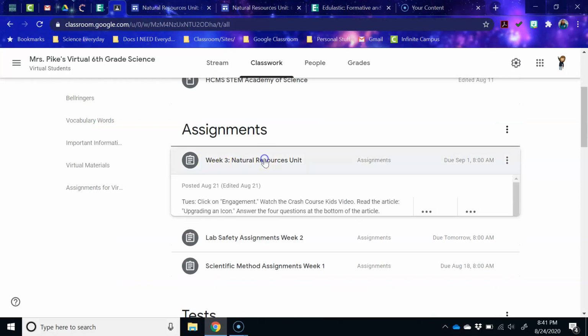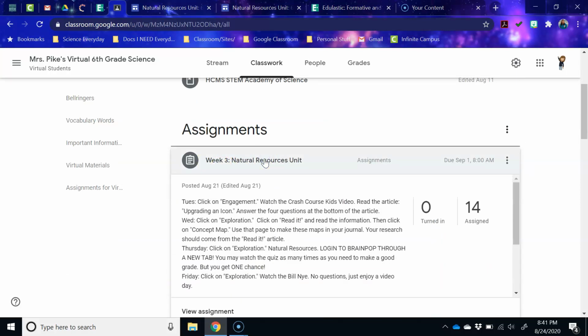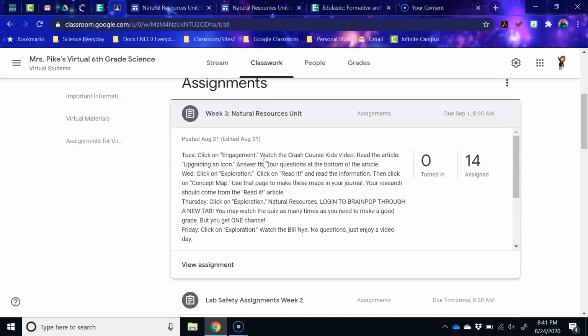Click Natural Resources Unit. Both the virtual and the regular face-to-face kids should see the same assignment. So let's stick to just Tuesday. Let's not go past Tuesday. Let's just do Tuesday so everybody's on the same page. We're going to click on Engagement and watch the Crash Course Kids video. So let's do that.